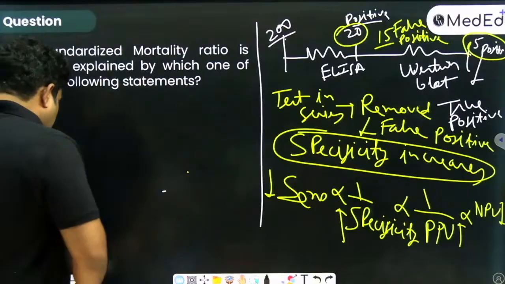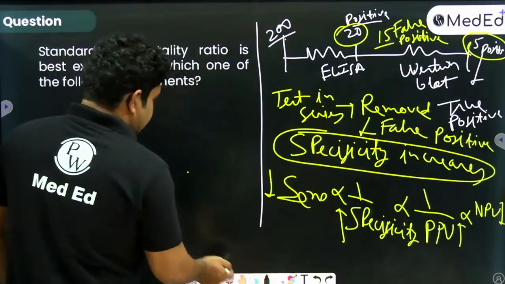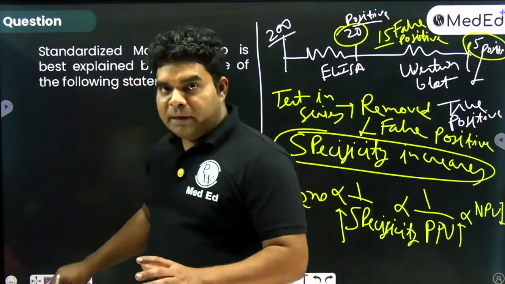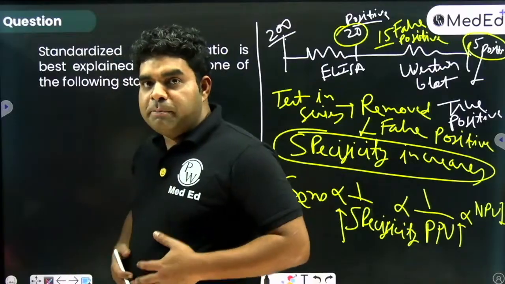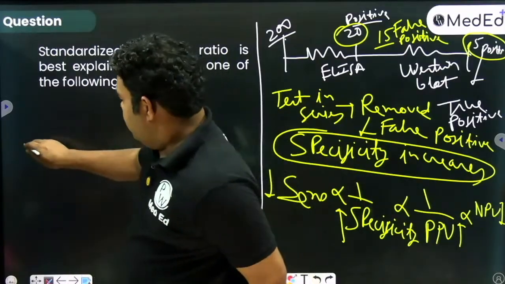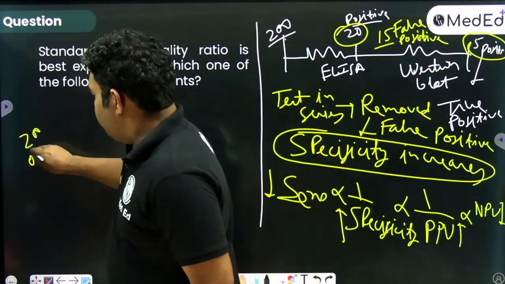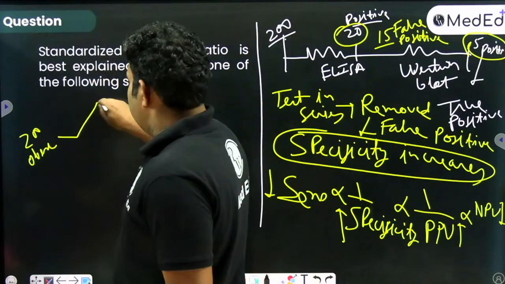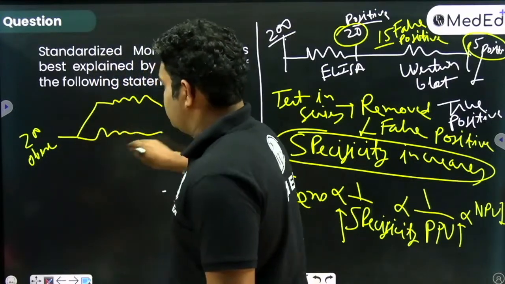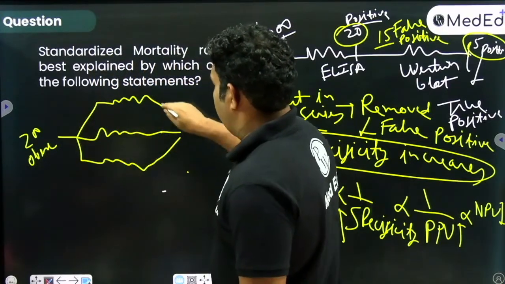But what is test in parallel? Let's understand that also with a very simple example. Suppose 200 obese people went for lipid profile testing. And when 200 obese people went for lipid profile, in lipid profile they do 2-3 tests together. This is test in parallel.